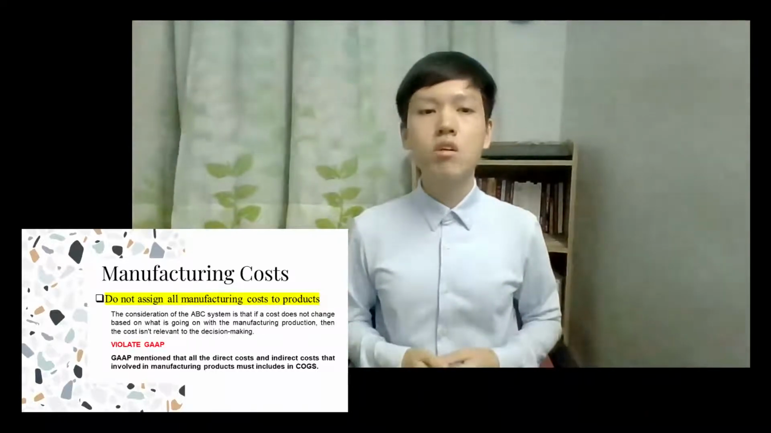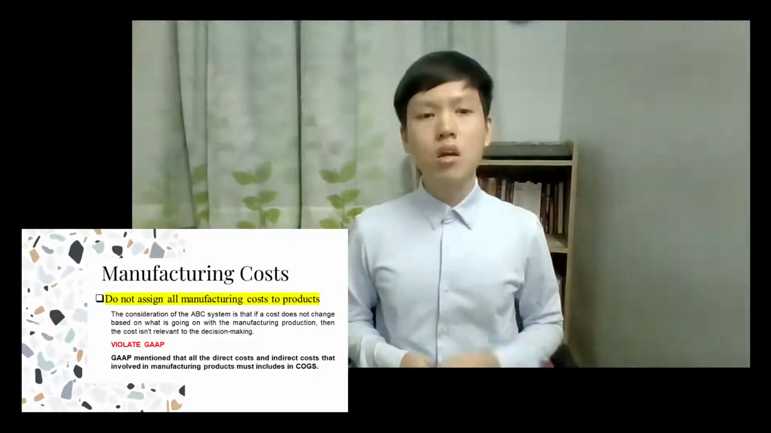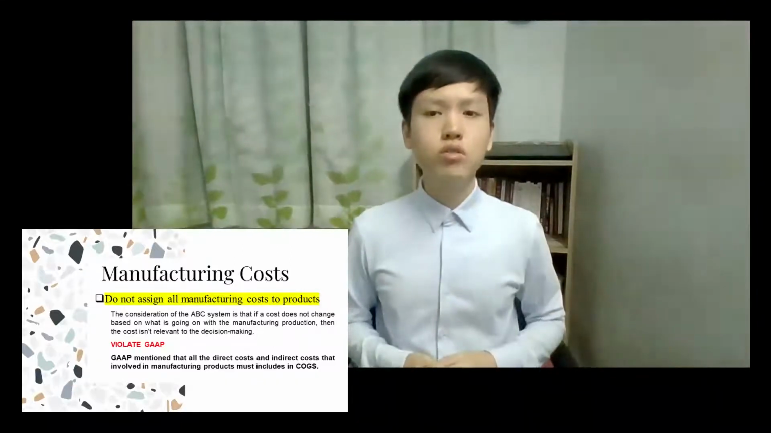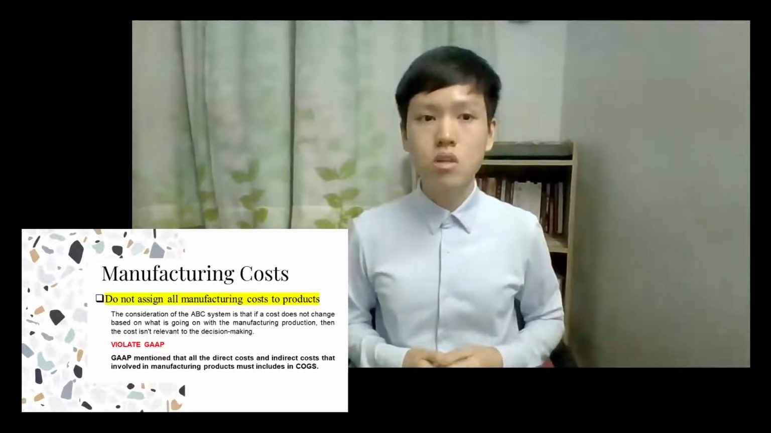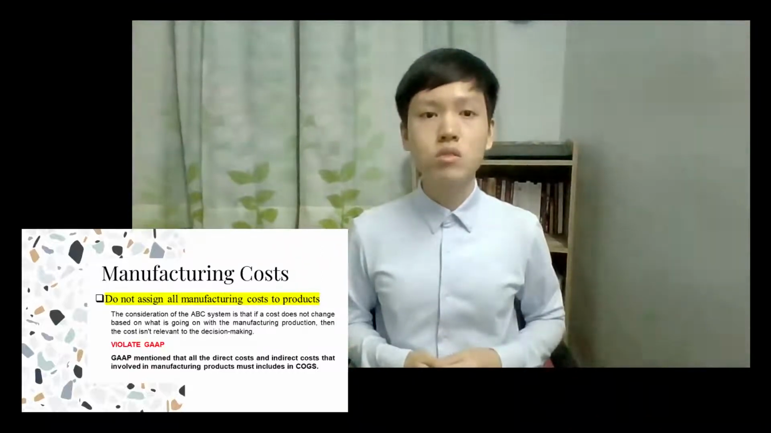The consideration of the ABC system is that if a cost does not change based on what is going on with the manufacturing production, then the cost isn't relevant to decision making. This makes sense from a managerial decision making standpoint, but remember that this is exactly what violates GAAP.